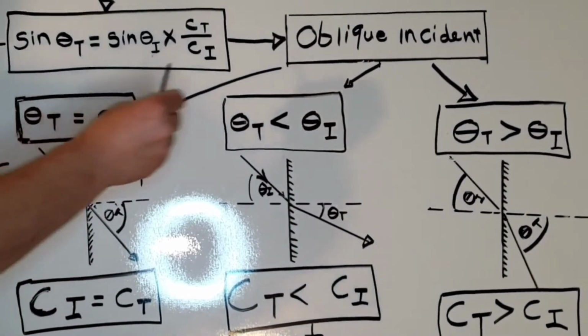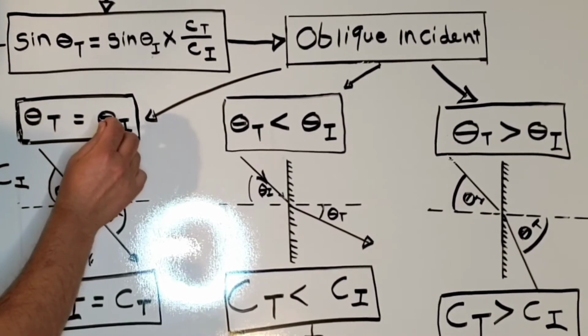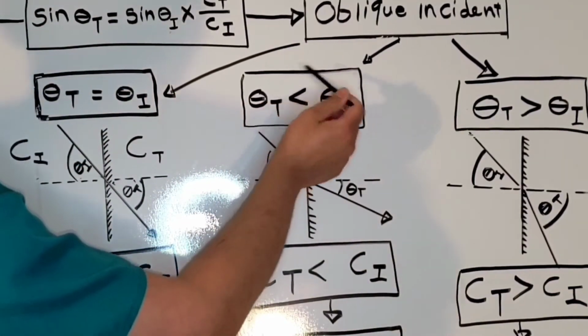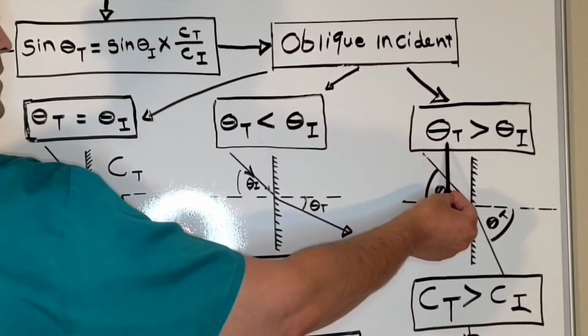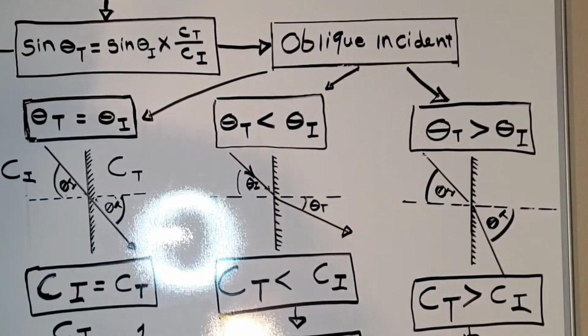We know that in oblique incident, sometimes the angle of transmission equals the angle of incident, sometimes the angle of transmission is less than the angle of incident, and sometimes the angle of transmission will be more than the angle of incident.